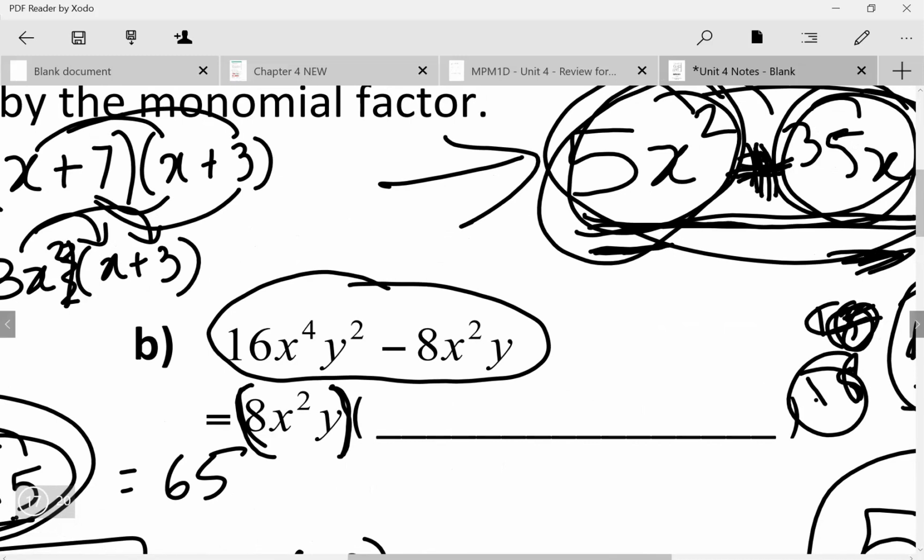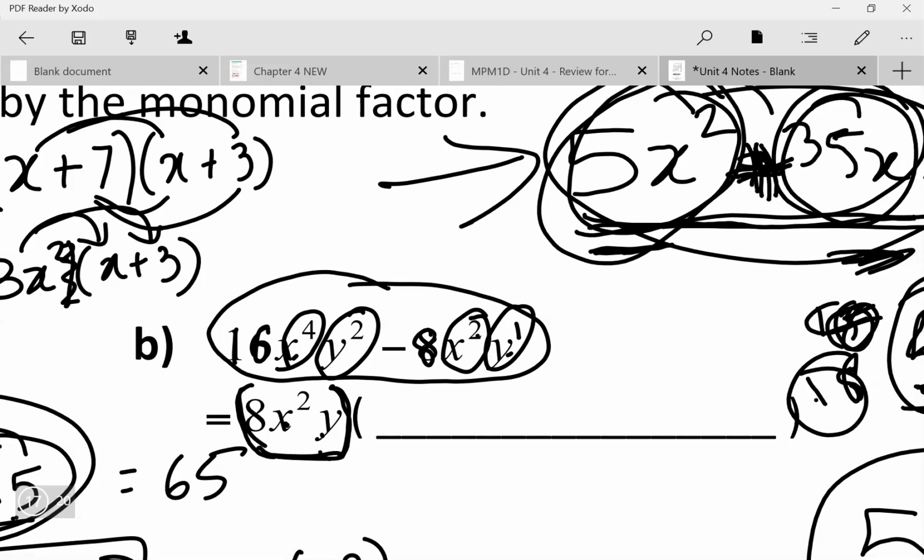So again, a hint on how to find the greatest common factor. Hopefully we can see that the greatest common factor between 16 and 8 is just 8. I have an x to the 4, x to the 2, so x to the 2 becomes part of my greatest common factor. Y to the 2, y to the 1, y to the 1 becomes a part of my greatest common factor. So I have established my greatest common factor, it's already given. And now I have to divide out the greatest common factor from each of the terms.